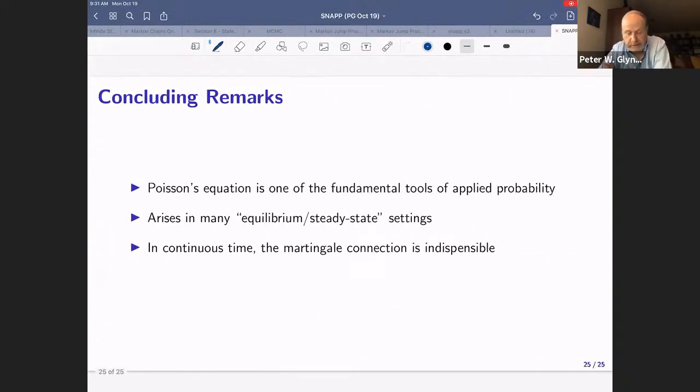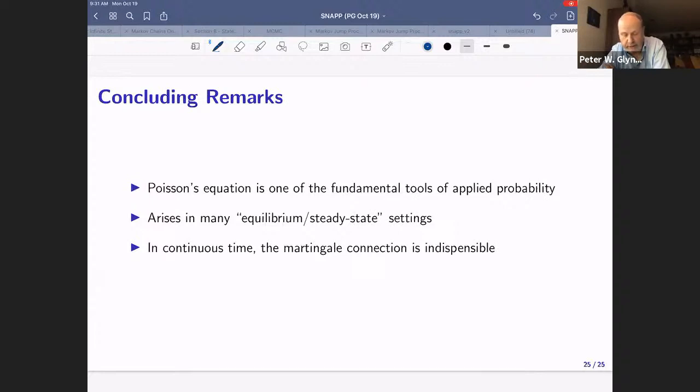So let me conclude then. Poisson's equation is one of the fundamental tools of applied probability. I hope I've argued effectively that it arises in many equilibrium and steady state settings. And then finally, the continuous time Martingale connection is an indispensable way of thinking about Poisson's equation.